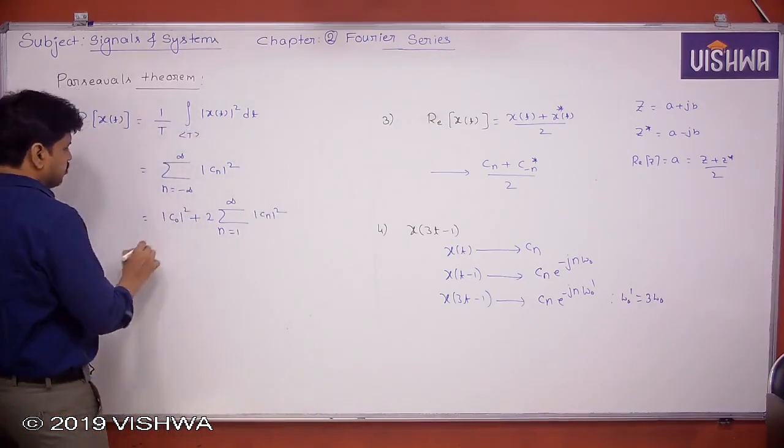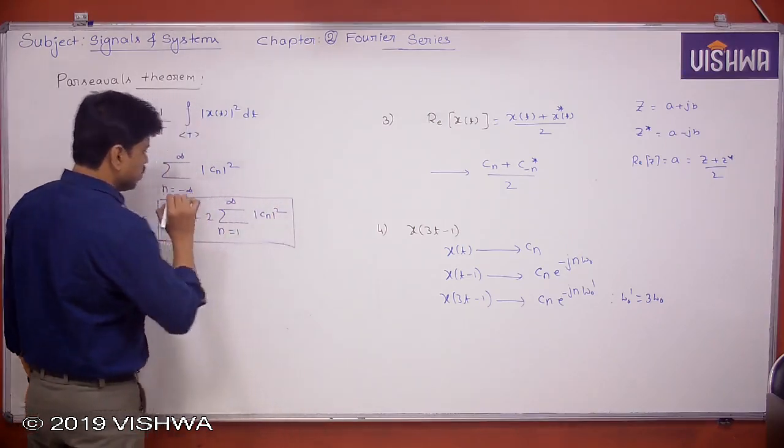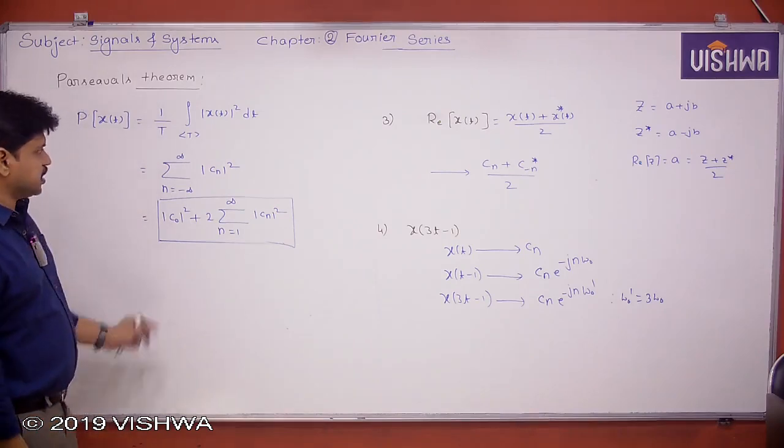So this is the power of x of t. This is Parseval's theorem. You have to remember. Clear? Take it.